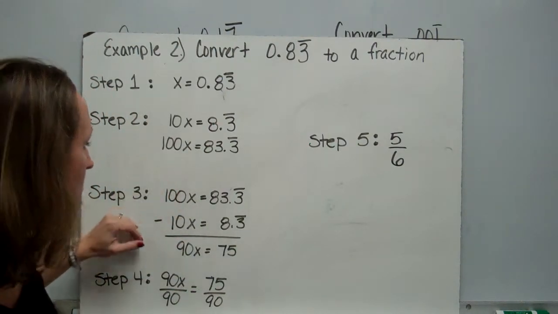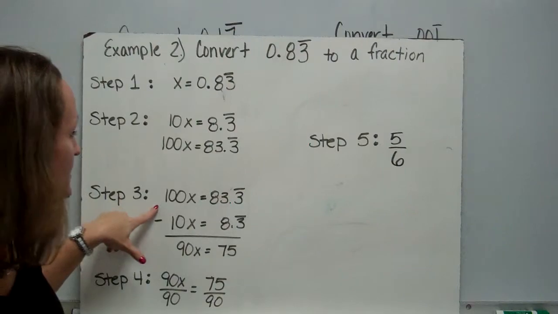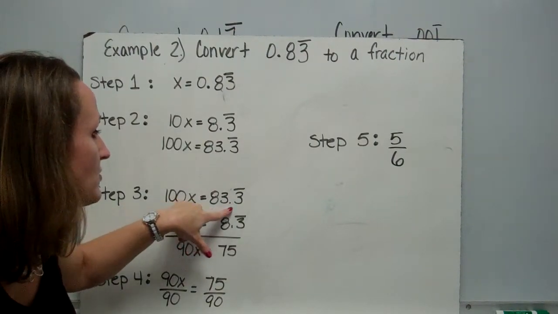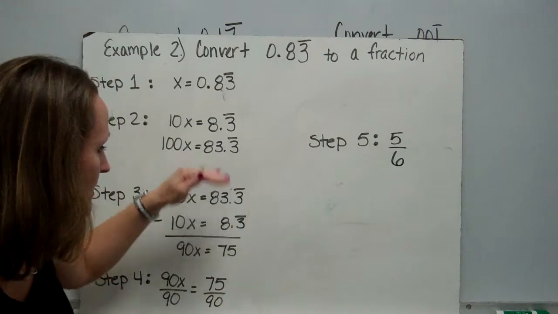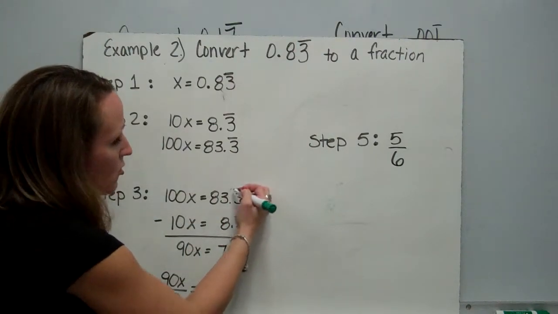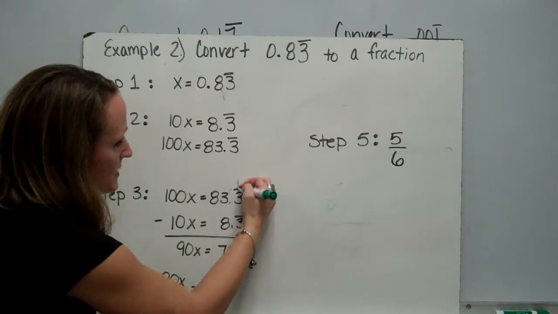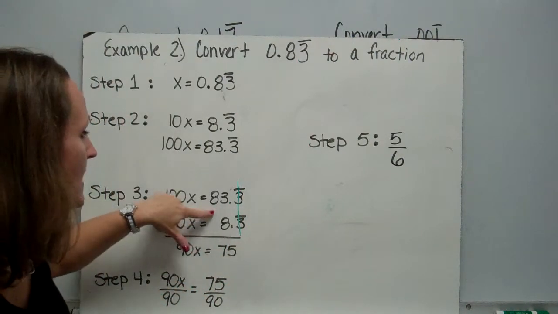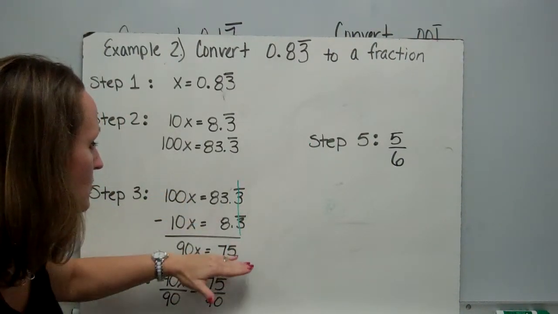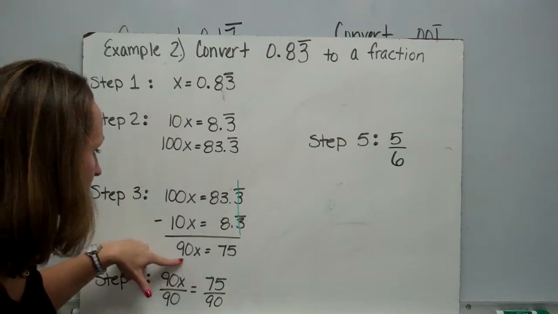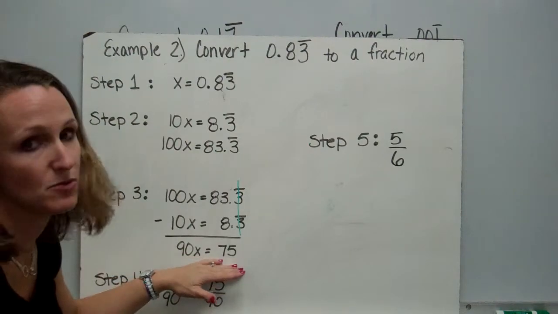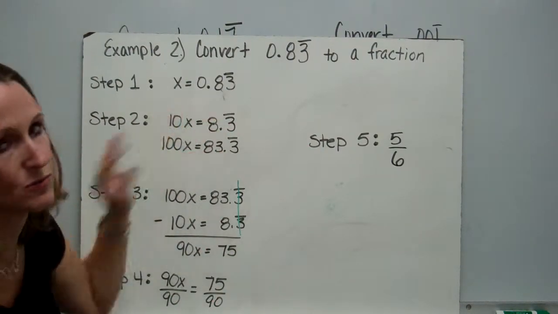So now I can go on to step 3. I'm going to take my 100x, which was 83.3, minus my 10x, which was 8.3, and now I can subtract. So my 3 repeating here, my 3 repeating here will cancel. I can do 83 minus 8, which gives me 75, and 100x minus 10x gives me 90x. There's step 3. I know you're probably a little confused on what happened there.